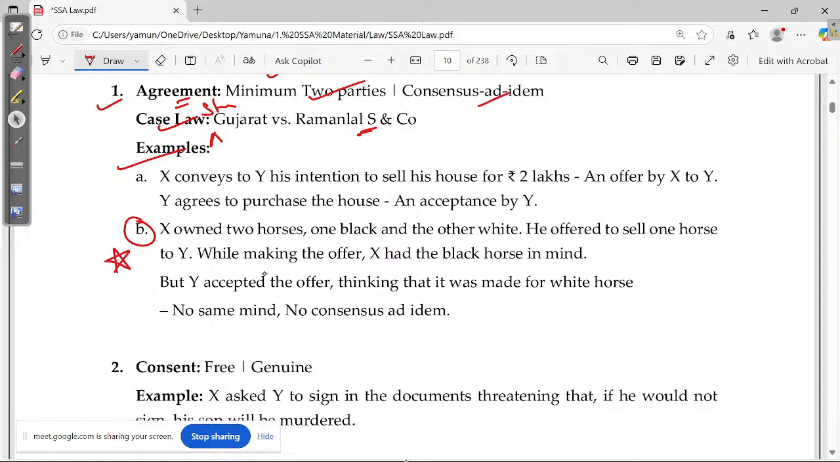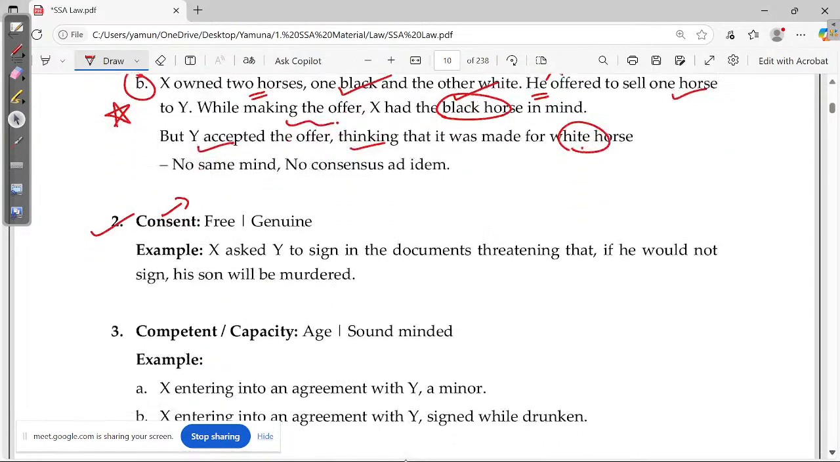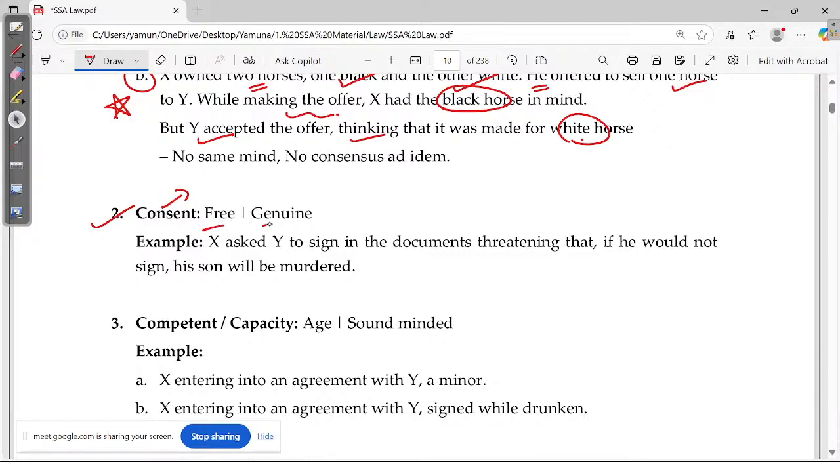It's a beautiful example. X owned two horses. One is a black horse and the other one is a white horse. X offered to sell one horse to Y. While making the offer, X had the black horse in mind. But Y accepted thinking that the offer was made for the white horse. See, there is no mutual understanding. Understanding not in the same sense. So, no consensus ad idem. Second, the consent without compulsion it should be, but in law we state here that the consent should be free and also genuine.